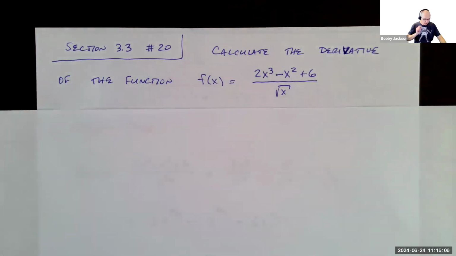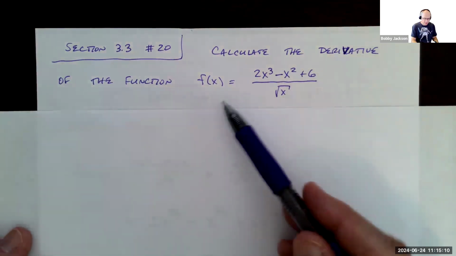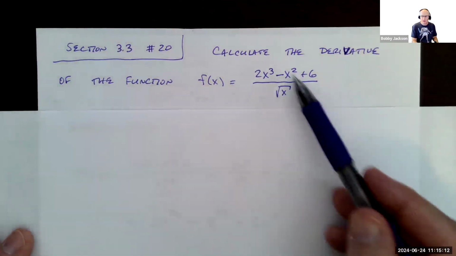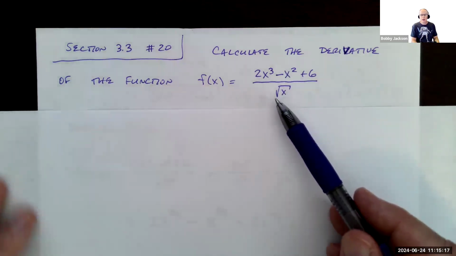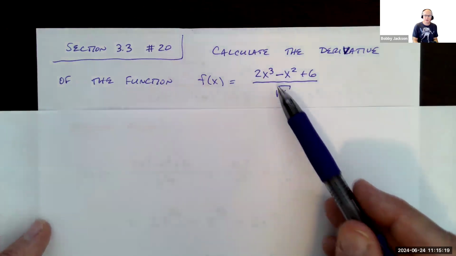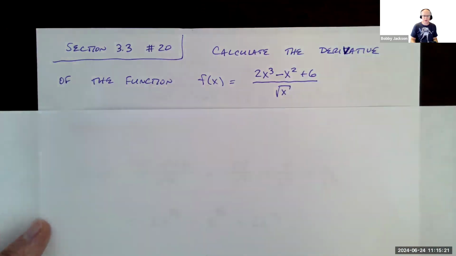Okay, let's look at number 20 in section 3.3. We're going to calculate the derivative of this function. Now, when you look at it in this case, it looks like a quotient rule type problem. However, always ask yourself, can you simplify this first?